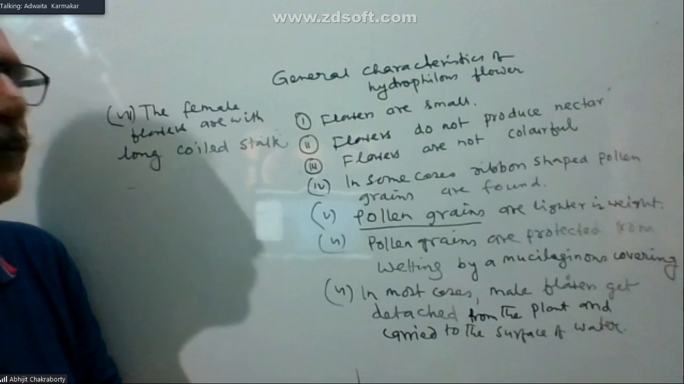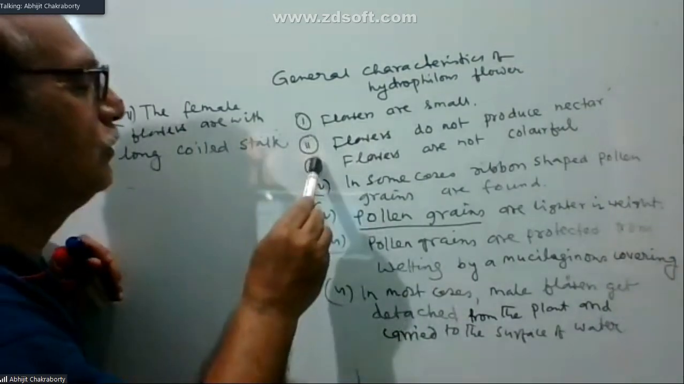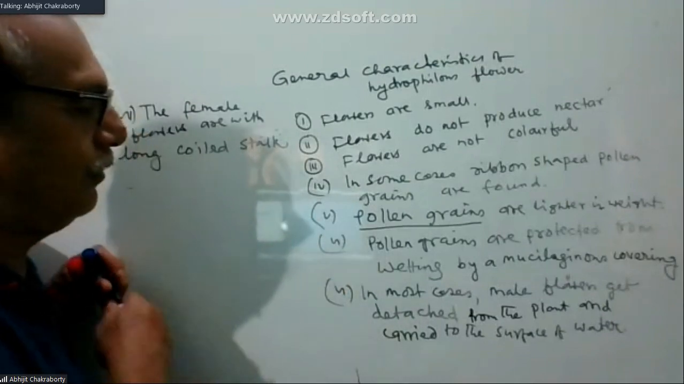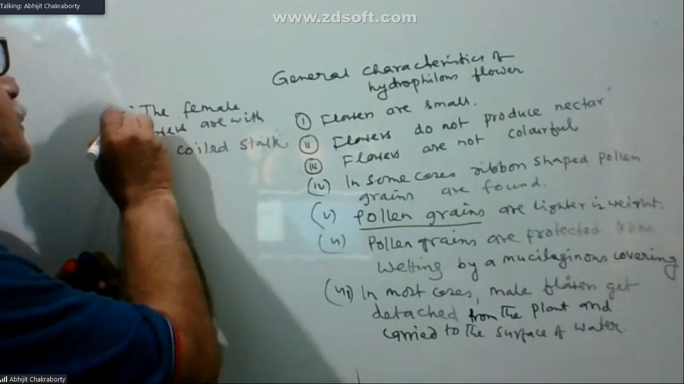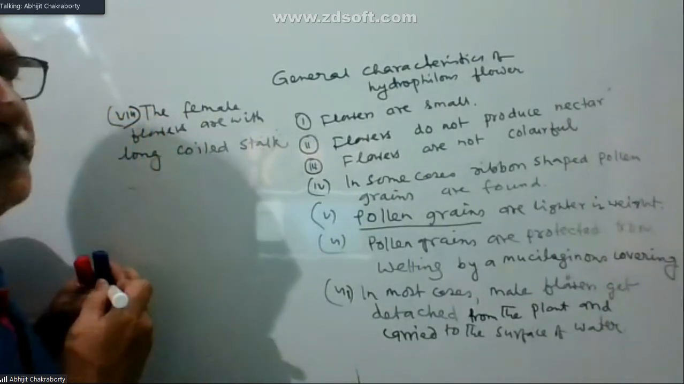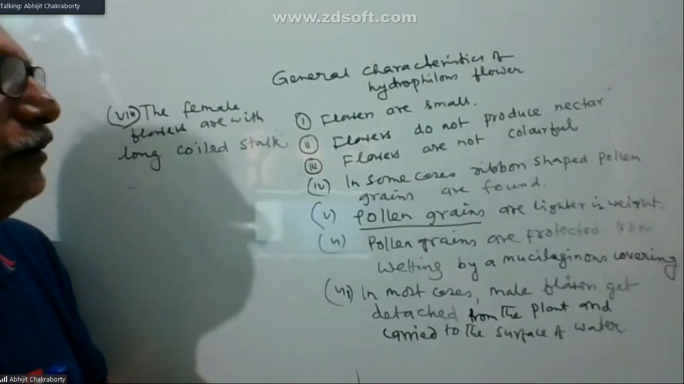Sir, this should be number 8 and the previous one number 7. Acha, okay. 1, 2, 3, 4, 5, 6, 7. Oh. 7. Then it should be 8. Okay. Now I have to rub it out.